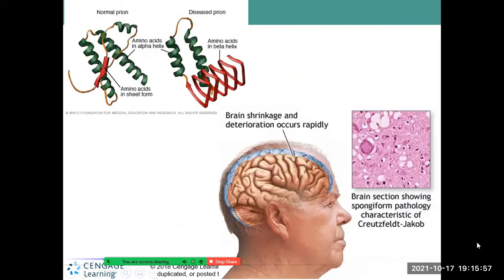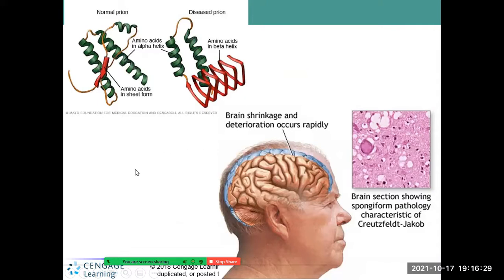Okay, and when this is infected into the host, you can see here is a normal prion that we have in the body with amino acids in a sheet form and amino acids in alpha helix. And when the prion is diseased, we still have the amino acids in an alpha helix, but the sheet form turns into what's called a beta helix.